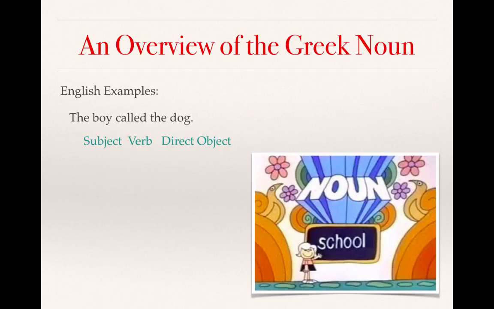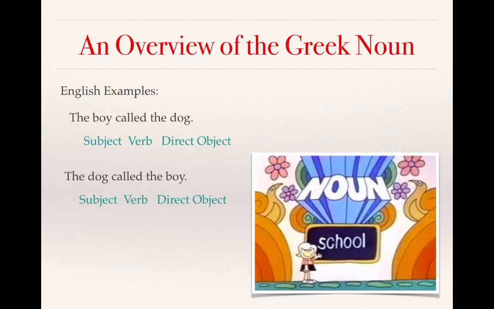Now if we change the word order, the sentence is entirely different. The dog called the boy. Of course, this is somewhat nonsensical, but it illustrates how important word order is in English. So here, the dog is the subject and the boy is the direct object. It's important then to realize that although the forms are identical, it's the boy and the dog in both sentences, the meaning is entirely different given the word order.